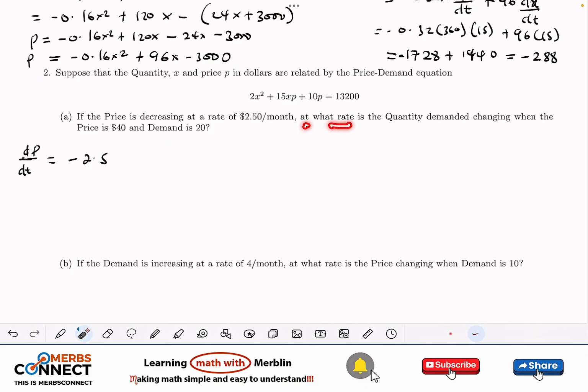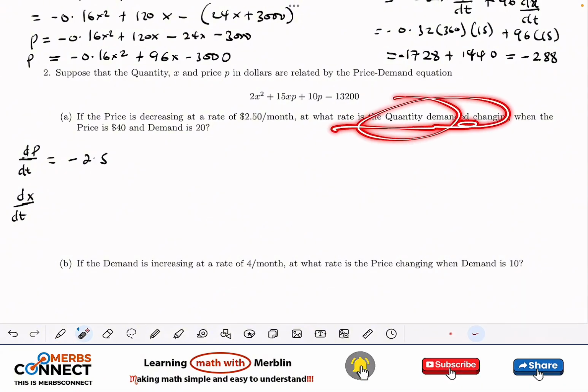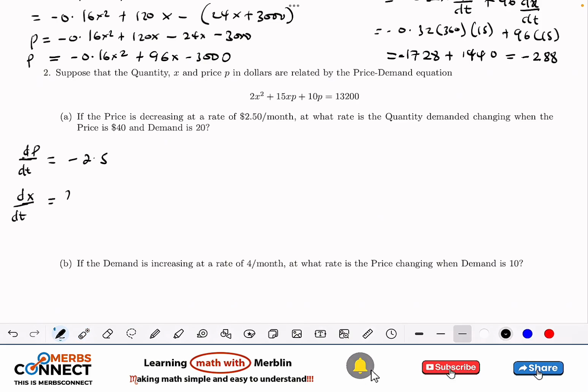At what rate again? d over dt is the quantity demanded changing. So what's the quantity demanded? The quantity demanded is x. So actually we are looking for dx over dt. At what rate is the quantity demanded changing? So dx over dt. So that's what we are looking for.